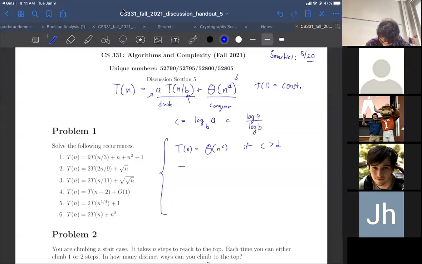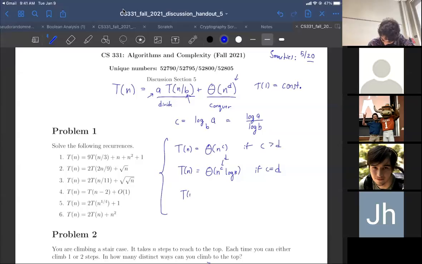And if they're equal, then it's just n to the C times log n. You could also write D here because C is equal to D. So you just have to tack on a log n, for reasons we will explore shortly.